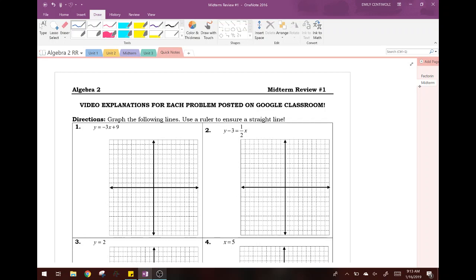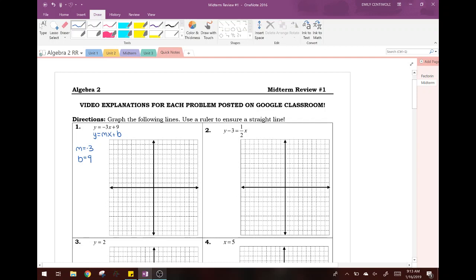So for the first example, going back to marking period 1, we have y equals negative 3x plus 9. We're going to compare that to y equals mx plus b and get our slope and our y-intercept. The slope in this example is negative 3. The y-intercept is going to be 9.